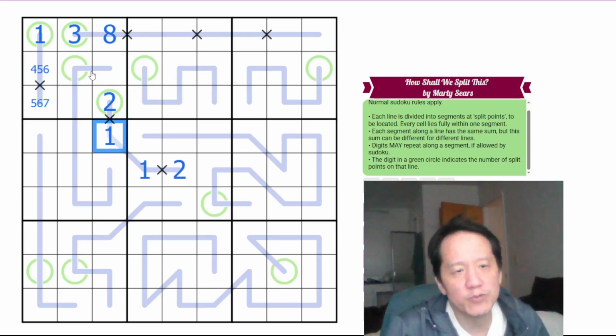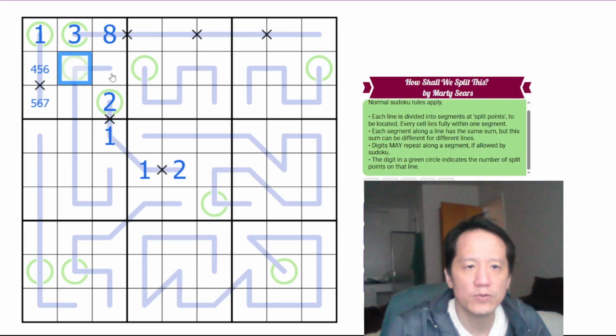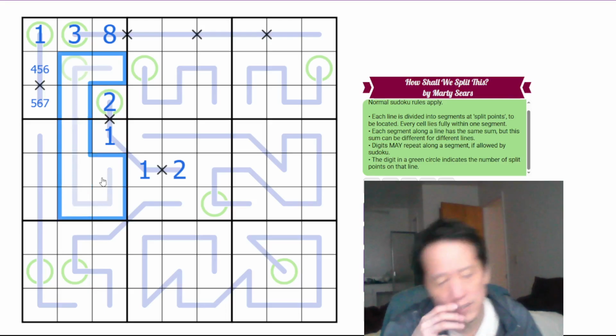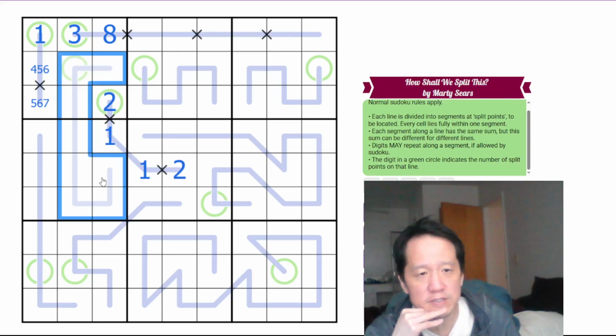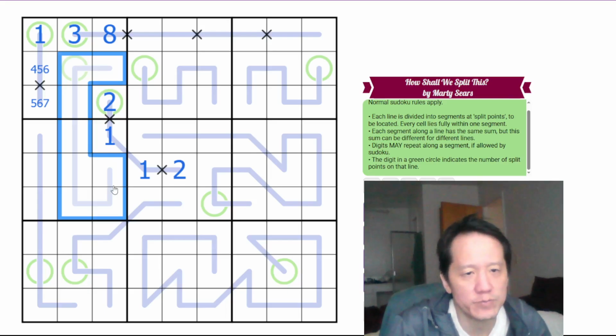How many splits can we have here? We have 1, 2, 3, 4, 5, 6, 7, 8 cells, so it could be up to 7 splits. But that's not feasible because then these all would be the same sum.